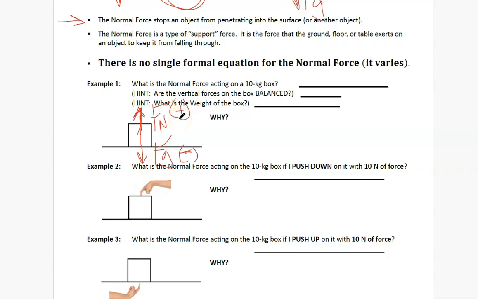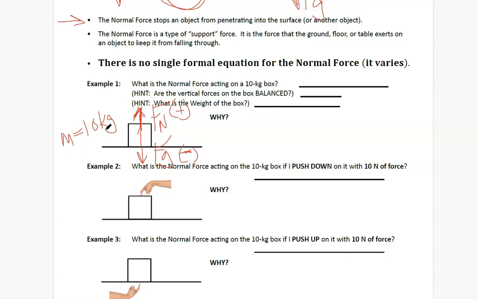So the first question says, what is the normal force acting on a 10-kilogram box? Well, if the mass is 10 kilograms, remember, if you see kilograms, that's a mass, not a force, not a weight, a mass. Kilograms is always mass. So if you look at the hints, it says, are the vertical forces on the box balanced? Well, is the box going anywhere? Is it accelerating up in the air? Is it accelerating down towards the center of the earth? No, it's sitting right there. It's not moving vertically at all.